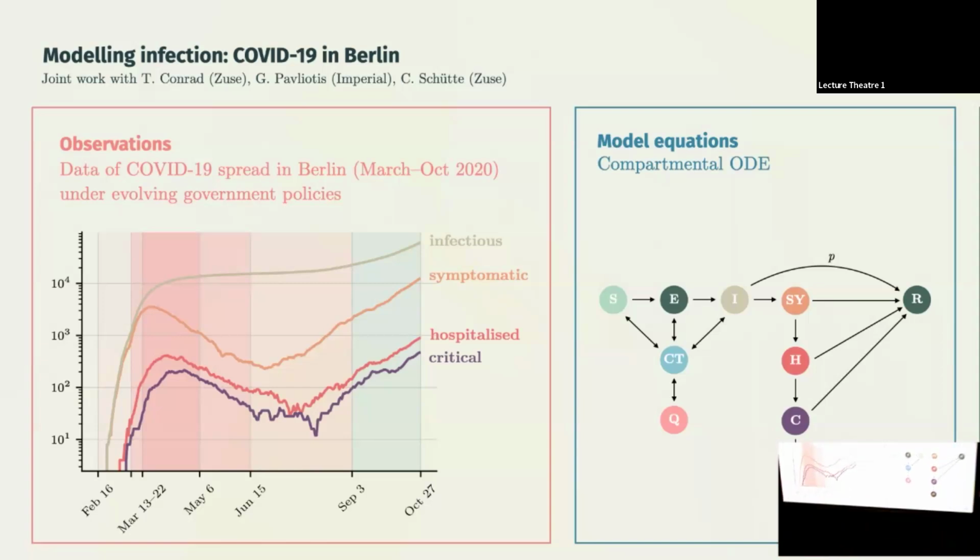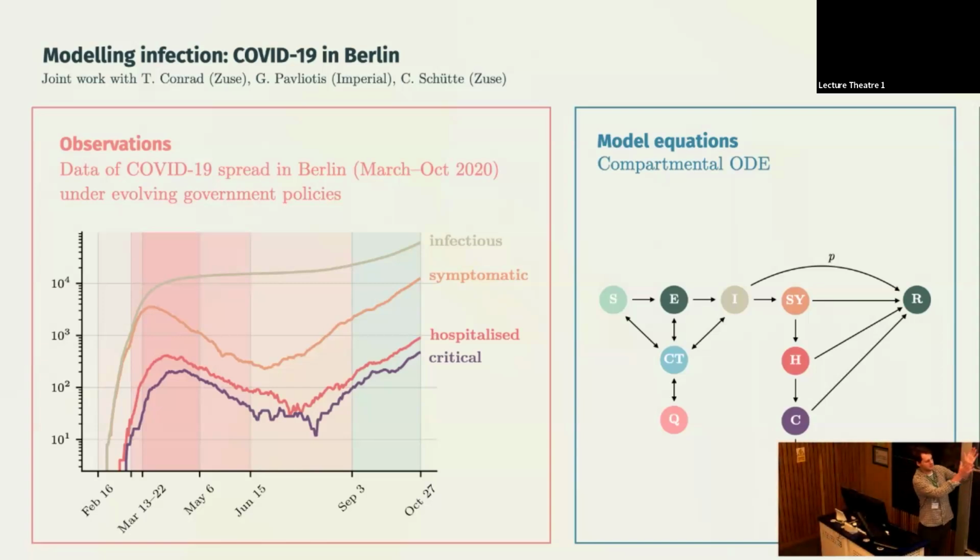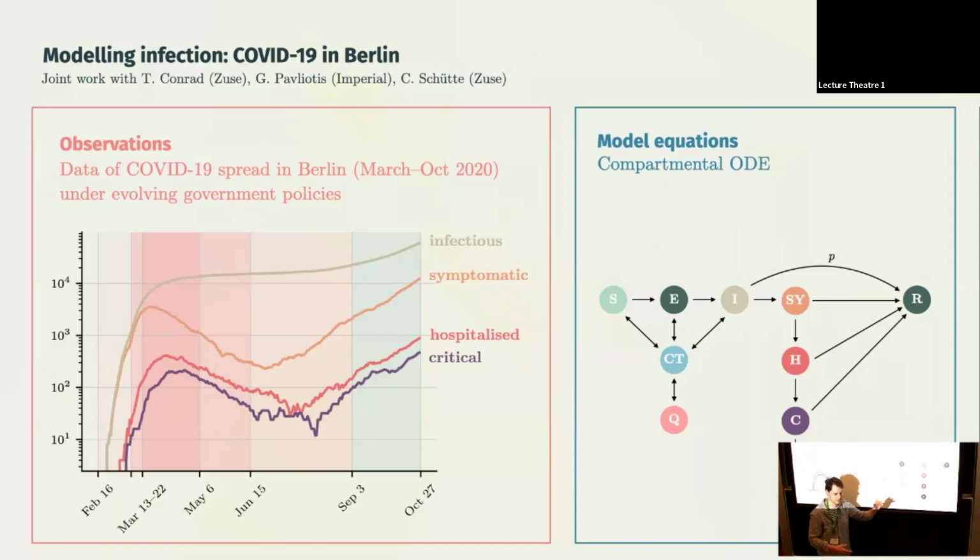Same principle as before: we have this data set, and now a compartmental model that is a little bit more complex than the SIR model I just showed, but it's the same principle. You have susceptible, infected, symptomatic, hospitalized, critical, deceased, and recovered, but also quarantine, a contact tracing mechanism, quarantine compartments, and exposed people. The parameters we want to learn are the transition rates between these compartments. In this case, we have a 15-dimensional parameter space.